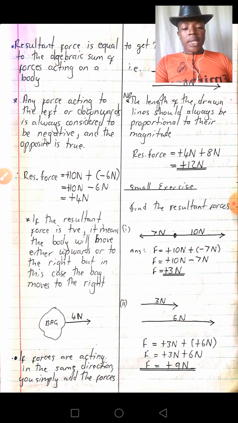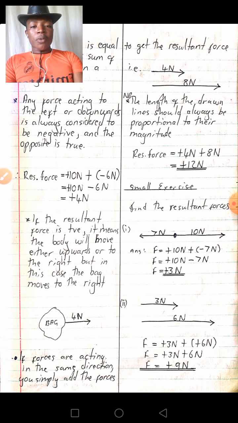If forces are acting in the same direction, you simply add the forces to get the resultant force, i.e. we've got 4 newtons to the right and also 8 newtons to the right. They add up to get 12 newtons. The length of the drawn lines should always be proportional to their magnitude, or should always be to scale, roughly to scale. A small exercise.